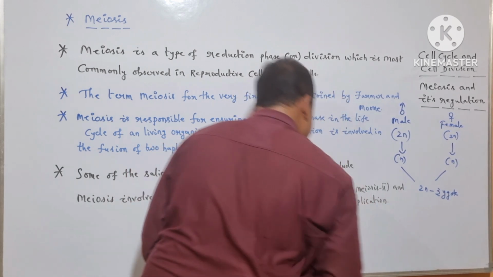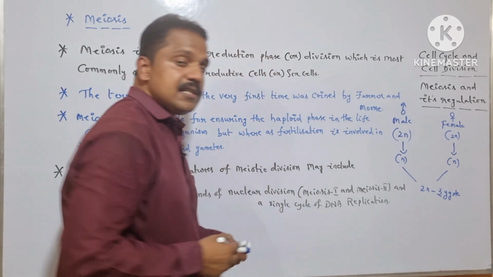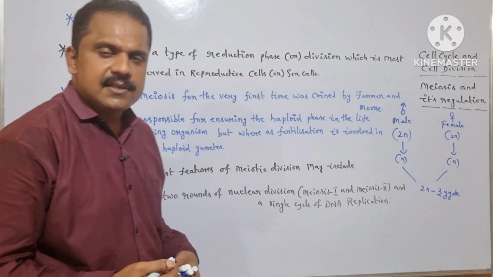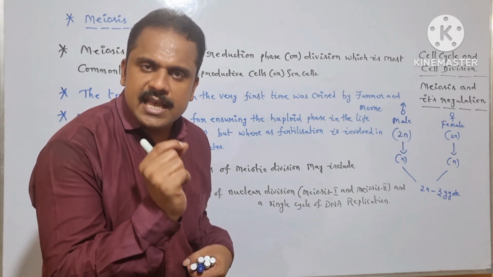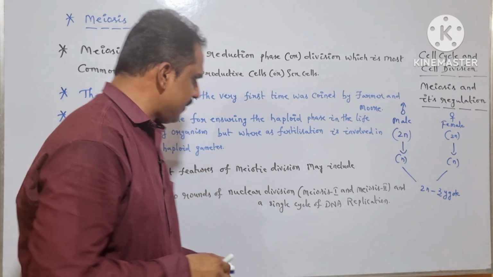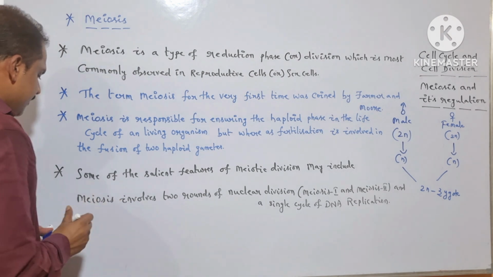Right? So in general, Meiosis-1 begins or commences after the successful organization of the replication mechanism during the S phase of the cell cycle. Is it clear? So let me write it here.